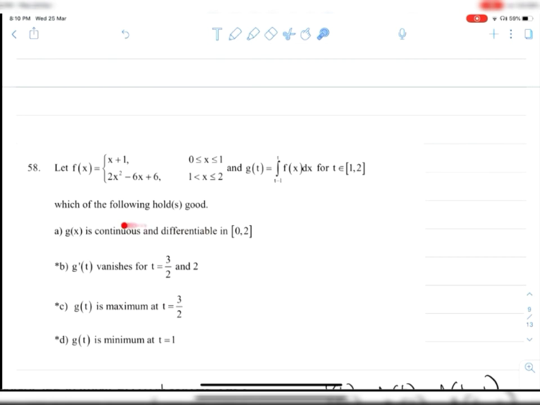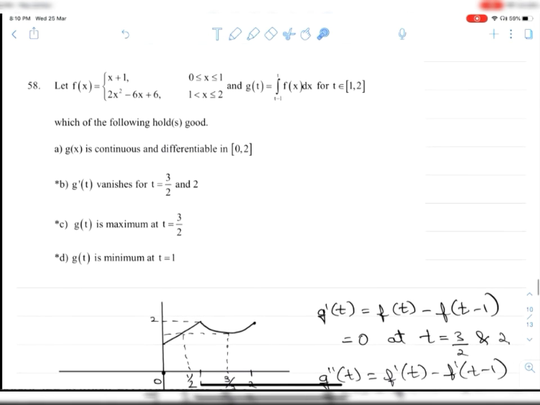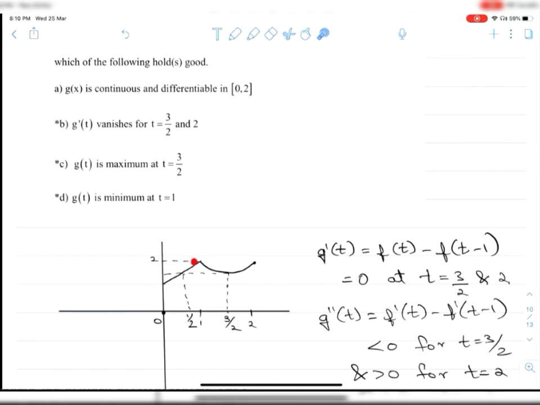So this option I can directly eliminate. g of x is defined only for x belongs to 1 to 2. He's asking 0 to 2. His idea might be different, but we can directly avoid it. g of t is maximum at t is equal to 3 by 2. g of t is minimum at t is equal to 1. So I'll differentiate this function, g of t, because f of x is a continuous function. I draw this graph of f of x here. f of x is a continuous function. Hence g dash of t will also be continuous.